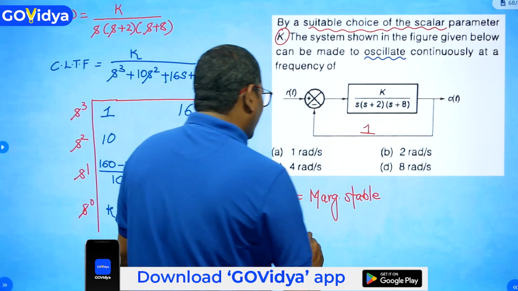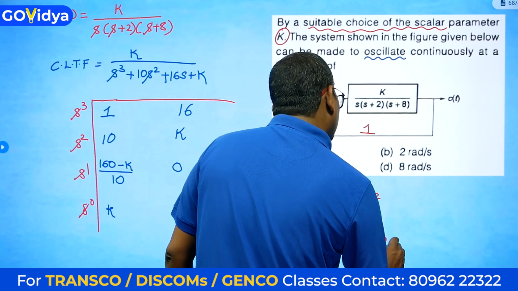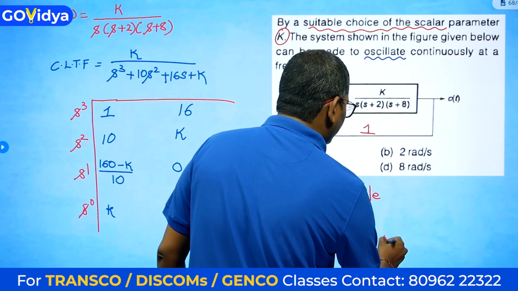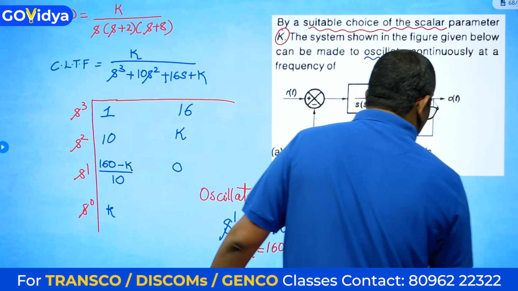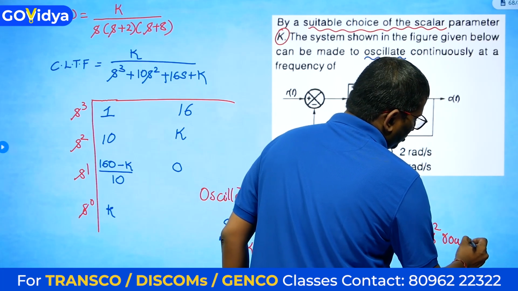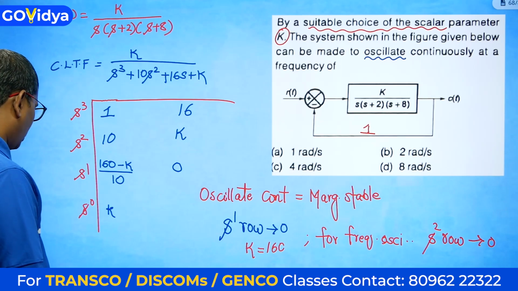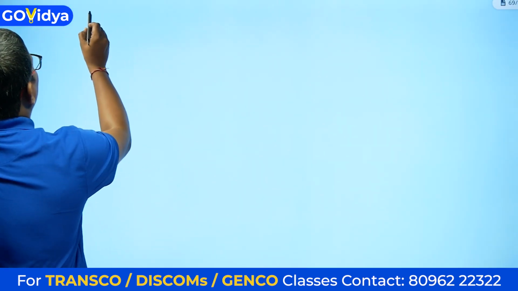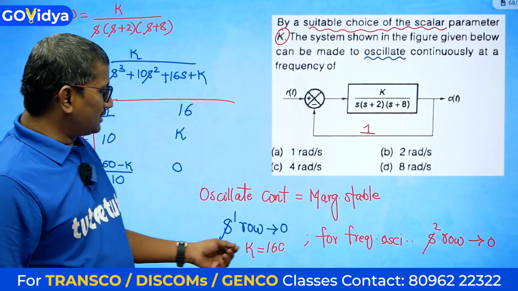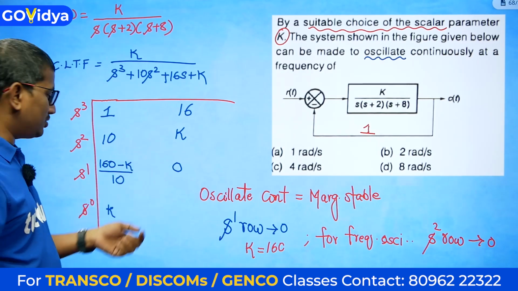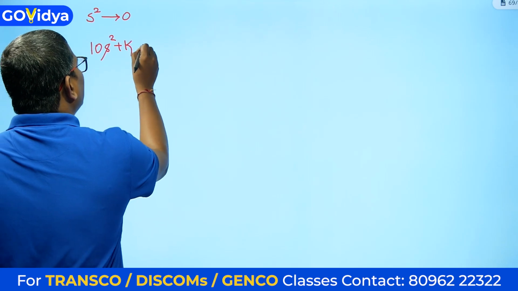For the frequency of oscillations, always equate the s squared row to 0. I have equated the s squared row to 0. What exactly is the s squared row? 10s squared plus k is equal to 0.